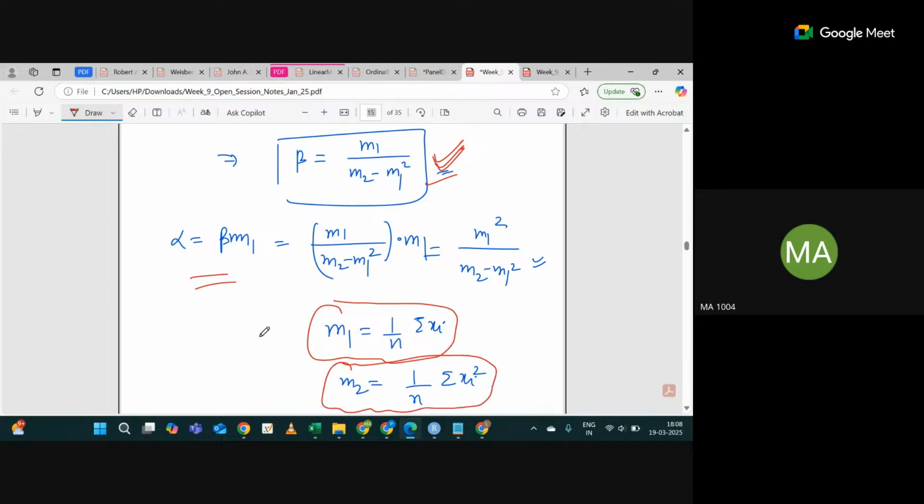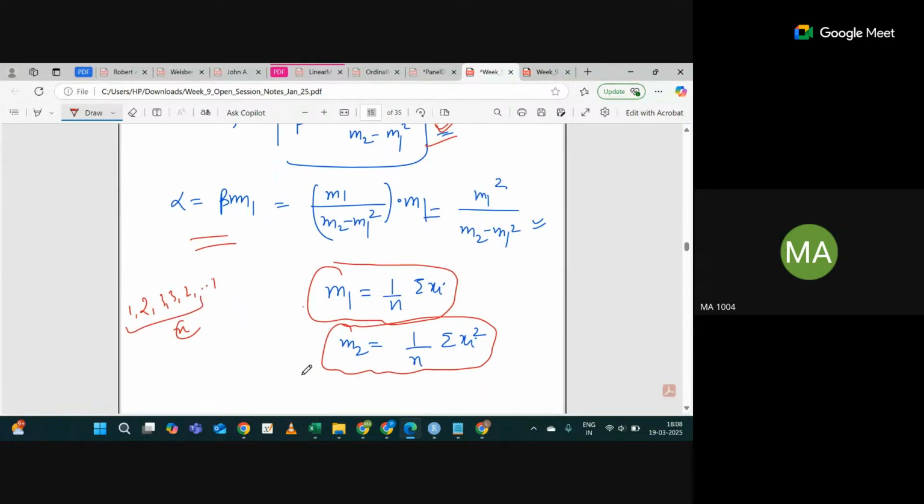Whatever the x's will be, let's say 1, 2, 3, 3, 2, something like this. Then you will add these observations and divide by n, you will get m1. And for m2, you have to square each value, add the squares of these values and divide by n. This will give m2, and you have to substitute the values.